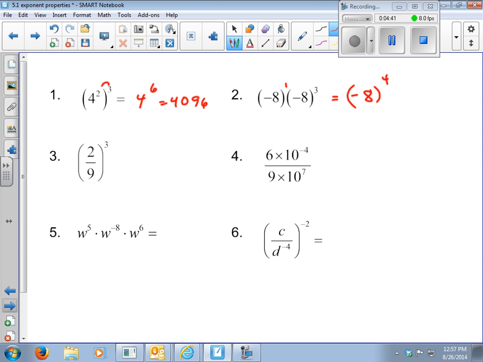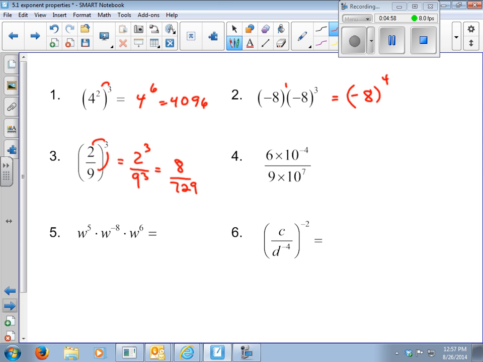2 over 9 raised to the third power, we go backwards, backwards to both of these. 2 to the third, 9 to the third, 8, and then 9 to the third. When you carry that out, 729.